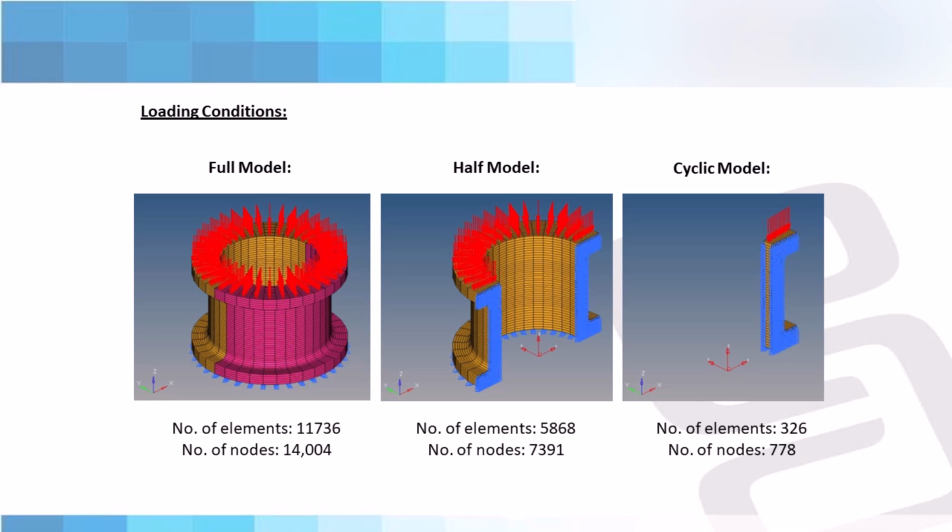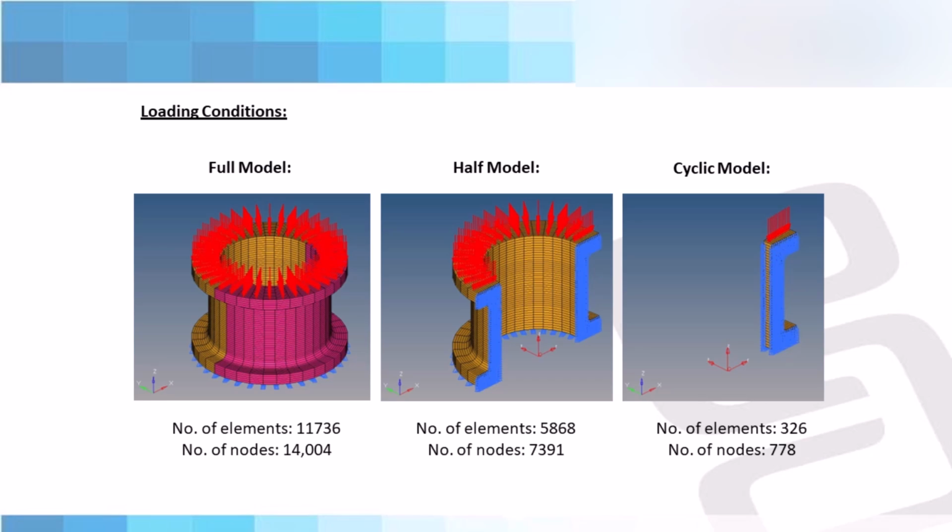So the cyclic model has even fewer elements. You can see the number of elements and the number of nodes at the bottom of each figure. For the full model we have a total of almost 14,000 nodes. In the half model we have far fewer nodes, that is 7,691. And then in the cyclic model, we have even fewer nodes, 778 only.